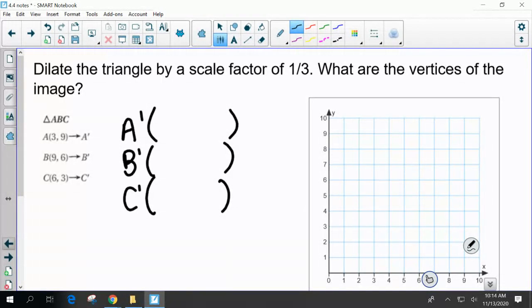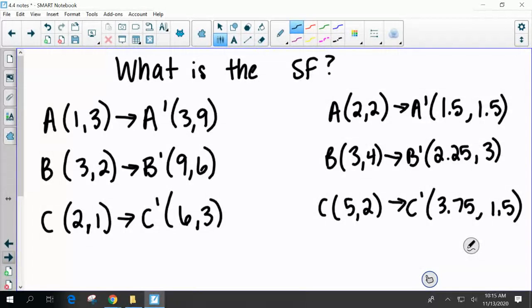Okay, so for your scale factor of 1/3, you should have A prime is 1,3, B prime is 3,2, C prime is 2,1. And then you would graph that. Okay, so I'm going to add 2 more to the bottom of this paper. At the very bottom of your notes outline, you should be able to add 2 more. You don't necessarily have to write both of these down. If you could write the first one down, that would be helpful, and then we can just talk about the second one. So if you could copy the first one down.